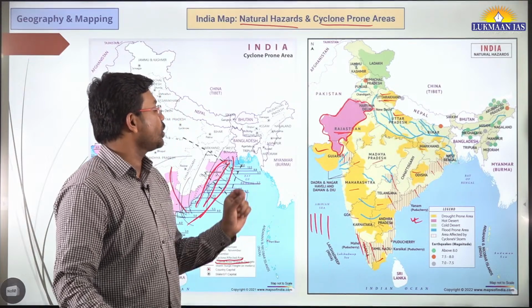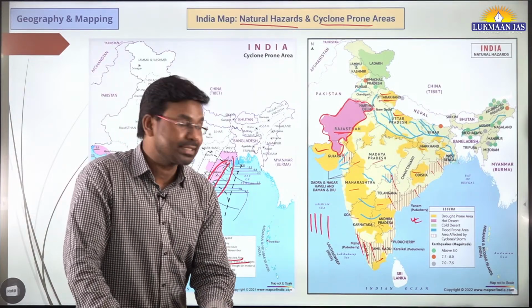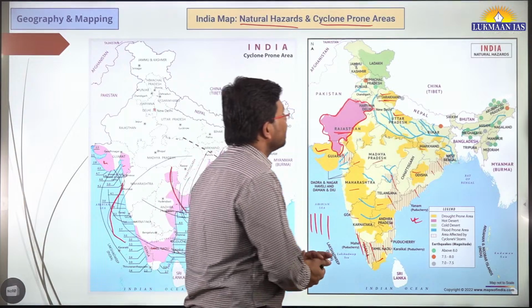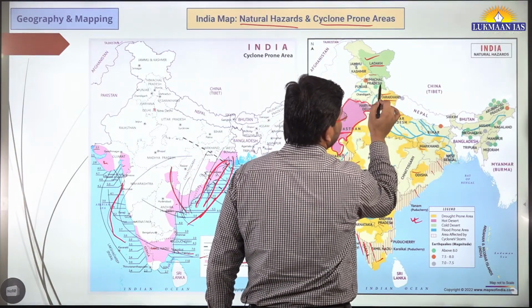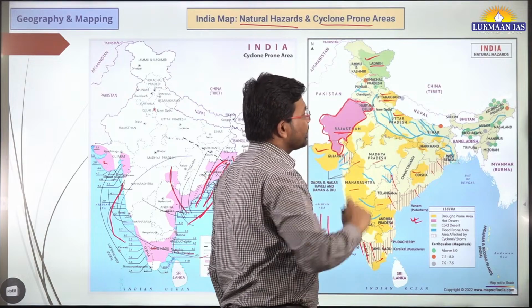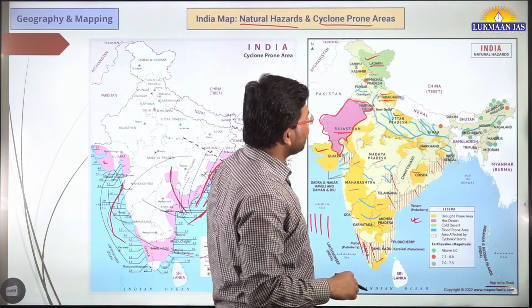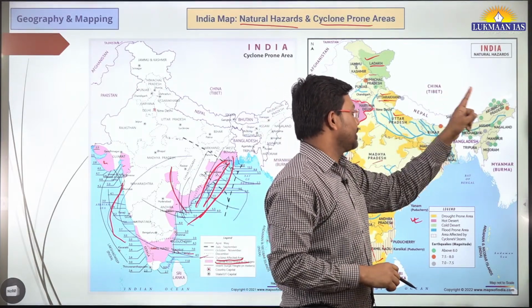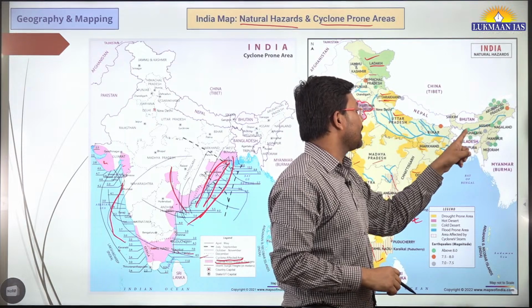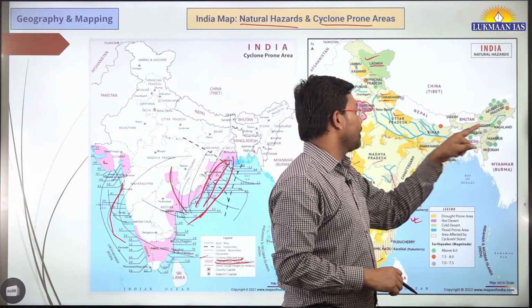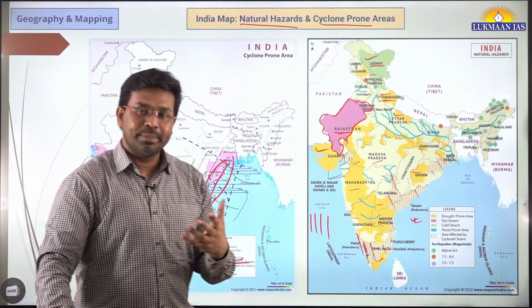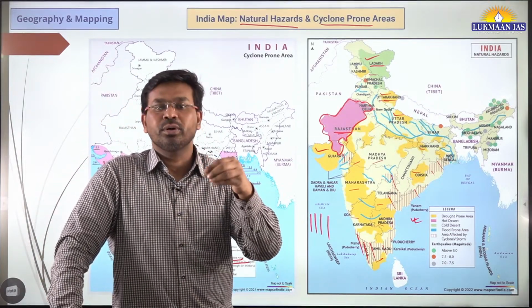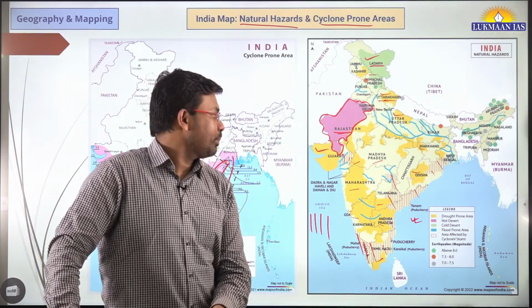Apart from this, we also have some areas that are categorized as cold desert. For example, some portions in Ladakh and some portions in Himachal Pradesh, and some very small regions in Arunachal Pradesh, Assam, Nagaland, Meghalaya, and some portions in Manipur and Mizoram. These are the places where we see more colder regions.